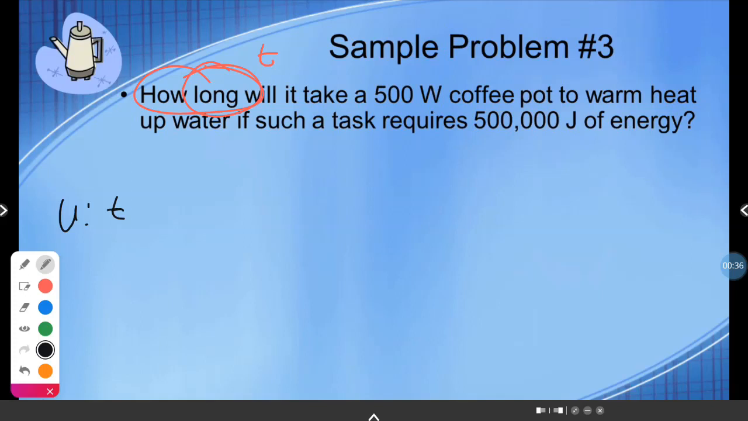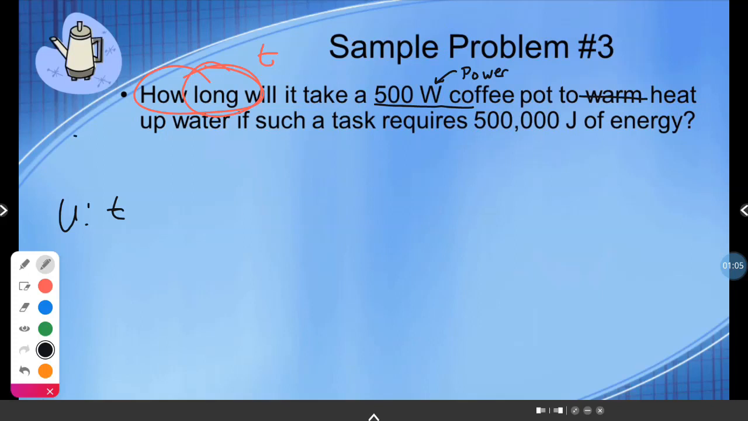How long will it take a 500 watt coffee pot? 500 watts, I know that W stands for watts, which is the unit for power. If you're a little confused by that, take some time to go back and look at your notes. The W that comes after a number is watts, which is the unit for power. How long will it take a 500 watt coffee pot to heat up water if such a task requires 500,000 joules of energy?